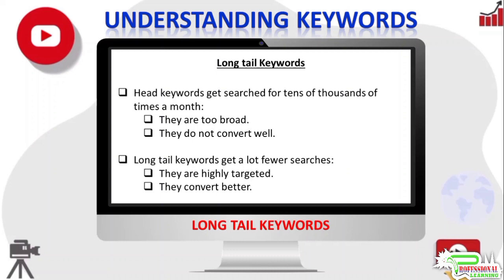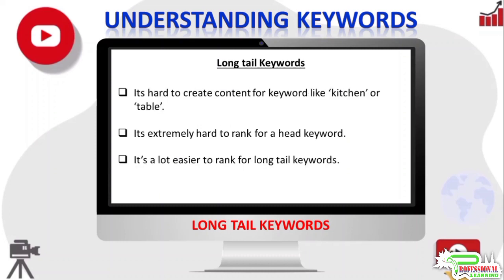Head keywords, on the other hand, do not convert well. After all, what kind of content can you create for a keyword like kitchen or table? It's very hard to know what the searcher is looking for. It's extremely hard to rank for these keywords. Ranking for a keyword like kitchen or table can be insanely hard. These kinds of keywords are only for corporations like Home Depot or Walmart. On the other hand, it's a lot easier to rank for long tail keywords, so you would want to focus mostly on easier to rank long tail buyer keywords to generate revenue from your website.